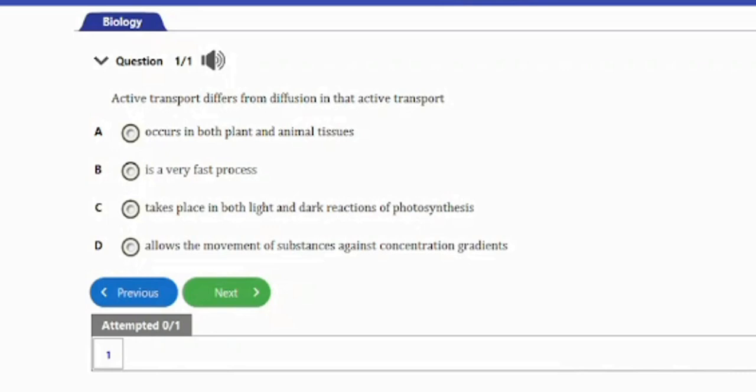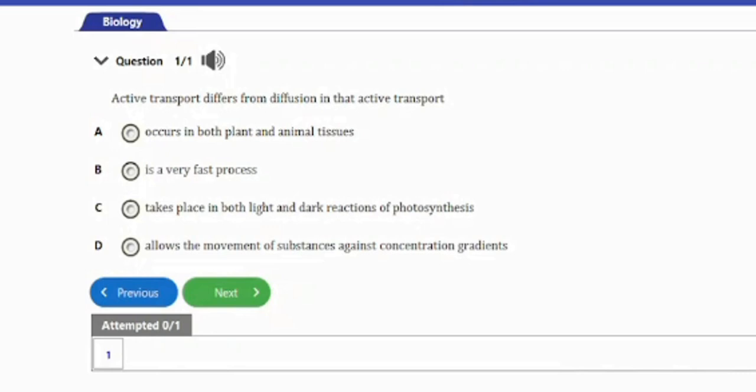The question here says, active transport differs from diffusion in that active transport: A, occurs in both plant and animal tissues. B, is a very fast process. C, takes place in both light and dark reactions of photosynthesis. D, allows the movement of substances against concentration gradients. So guys, the answer to this question here is option D.